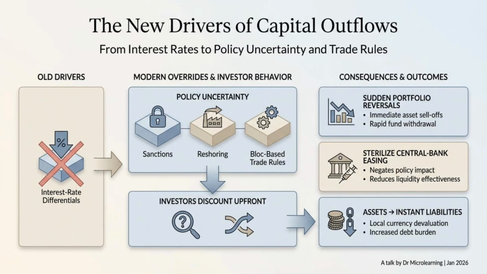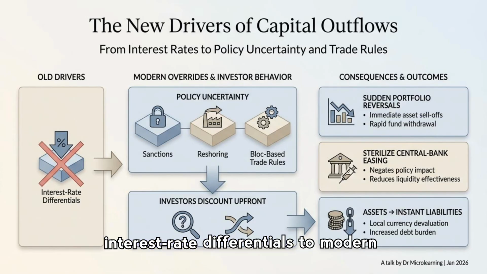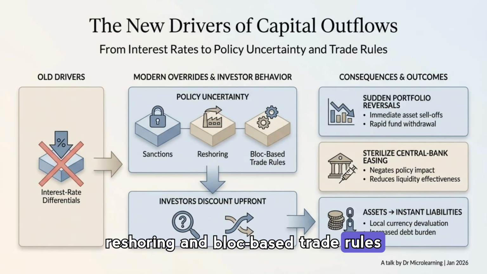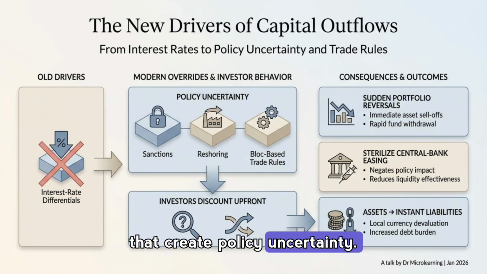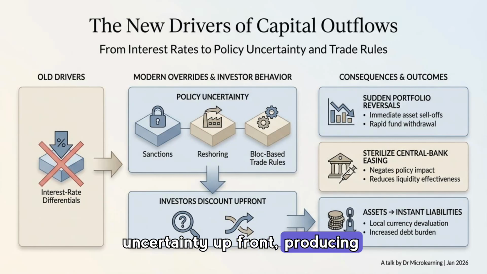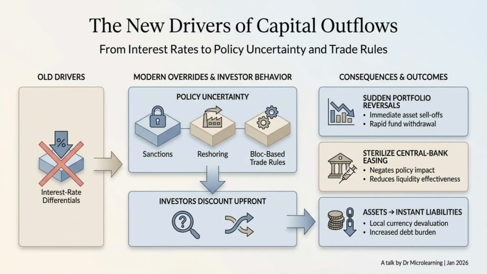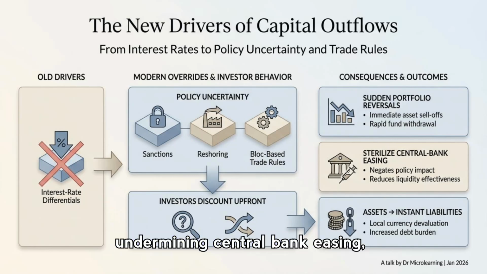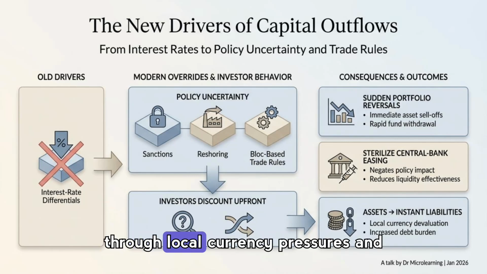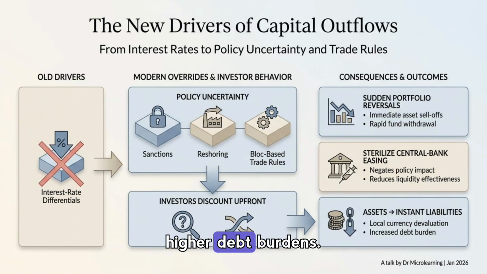Here we move from old drivers like interest rate differentials to modern overrides such as sanctions, reshoring, and block-based trade rules that create policy uncertainty. Investors now discount that uncertainty up front, producing sudden portfolio reversals, undermining central bank easing, and turning formerly long-term assets into near-term liabilities through local currency pressures and higher debt burdens.